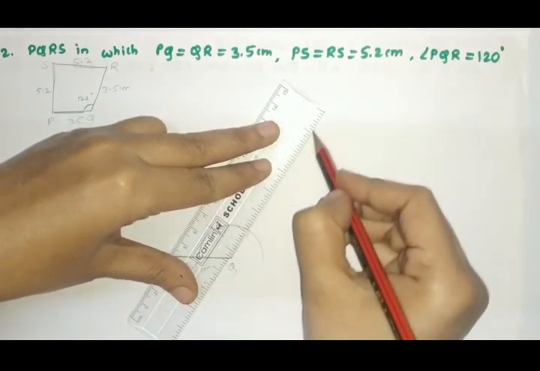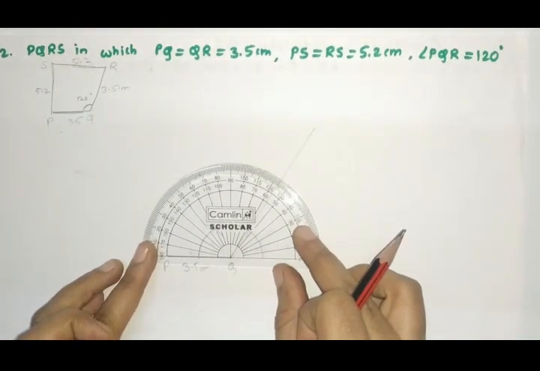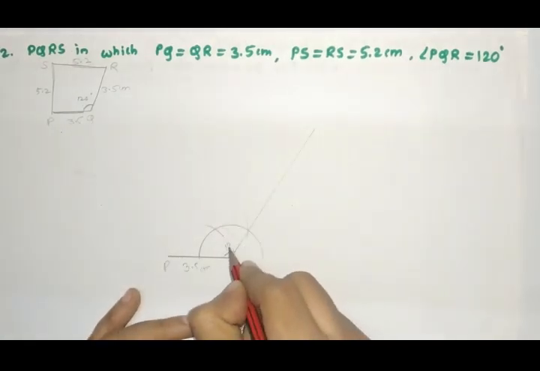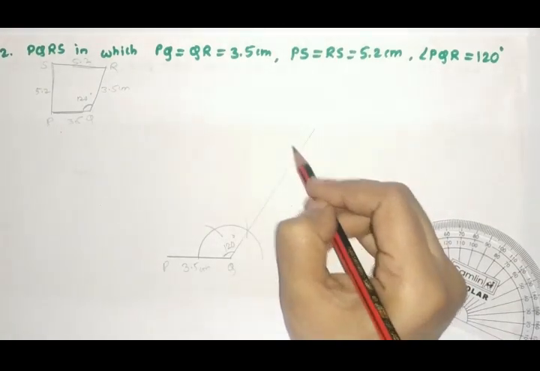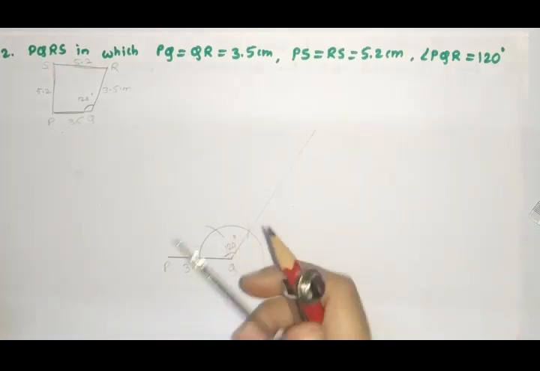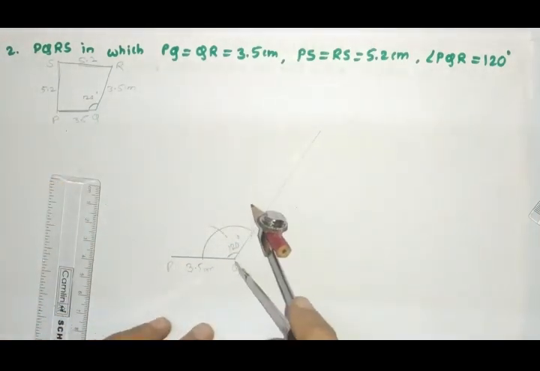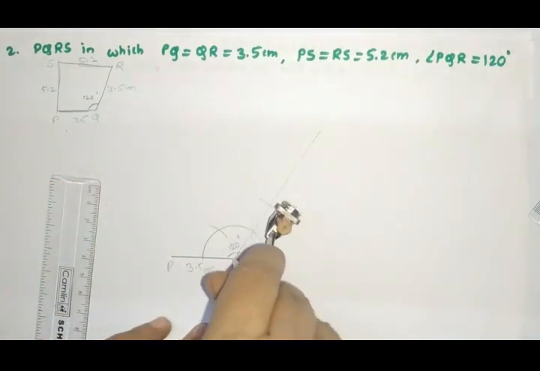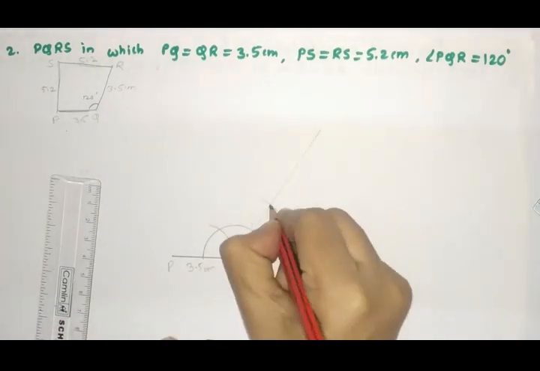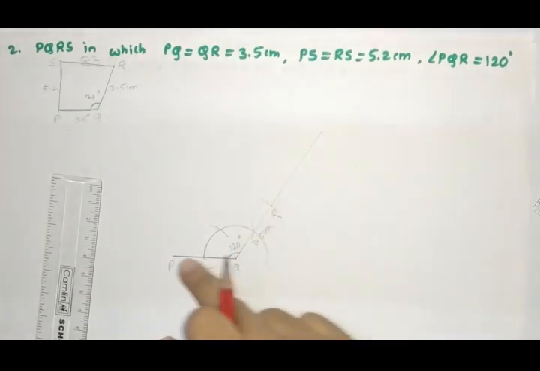Somewhere here is the point for QR. You can measure here also if you want to just check it. It is, friend, coming 120 degree. Okay, this is 120 degree. Now we want to draw QR. QR is somewhere here on this ray. So QR is 3.5 again. So we'll take 3.5 here. Take Q as a center and cut this arc. You got 3.5. So this is point R and this is 3.5 centimeter. This QR and this PQ are similar sides.